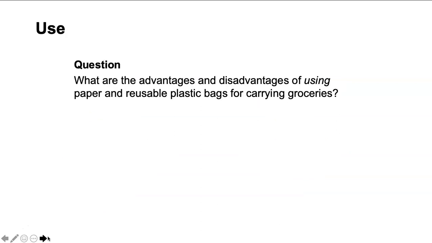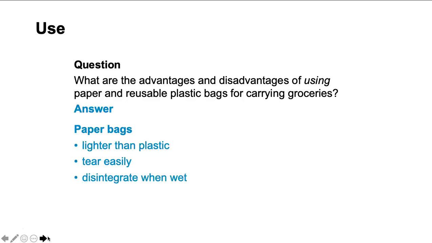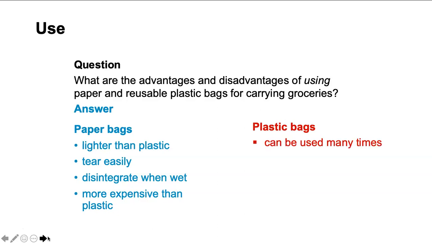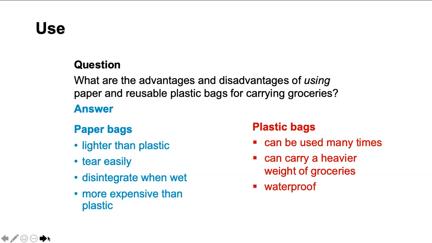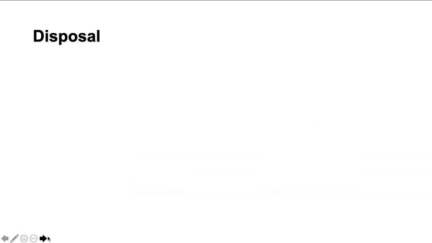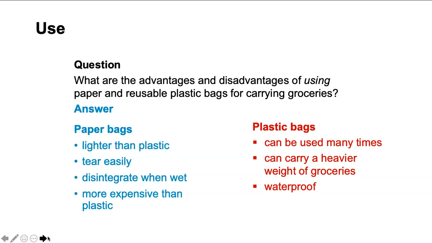What are the advantages and disadvantages of using paper and reusable plastic bags for carrying groceries? Paper bags, let's look at some of the disadvantages. They're lighter, they tear easily, they disintegrate when wet, and they are more expensive than plastic. So that's a disadvantage, isn't it? In terms of plastic bags, they can be used many times. That's an advantage. They can carry heavier weight of groceries, advantage. They're waterproof, advantage. So there are more advantages of plastic bags.